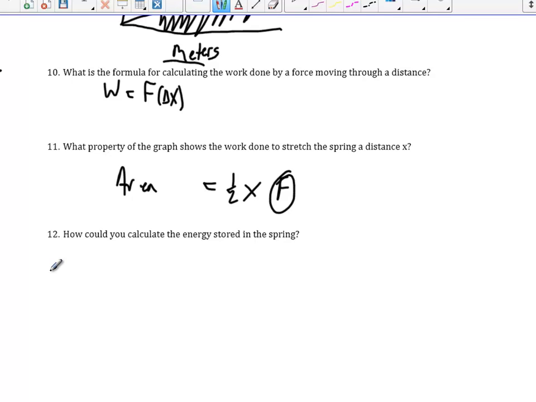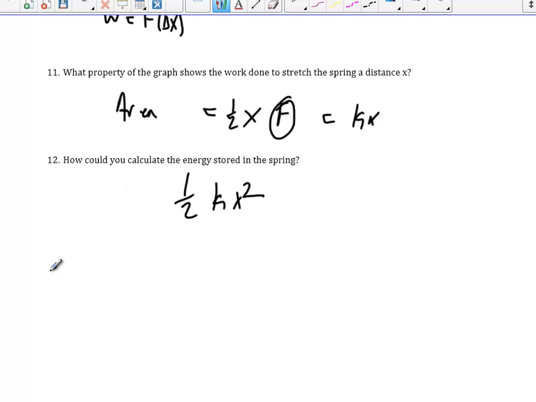But the force is really kx. So the energy stored in a spring is given by 1/2 kx squared, where k is the spring constant and x is the distance the spring is stretched. That's elastic potential energy.